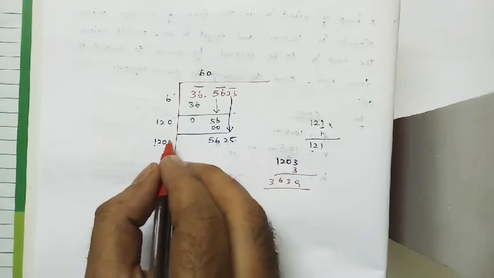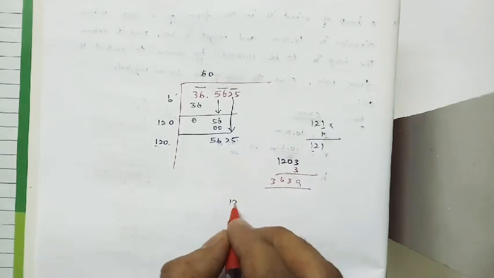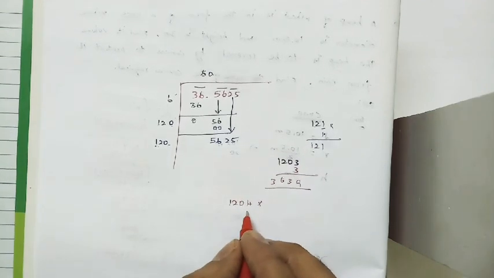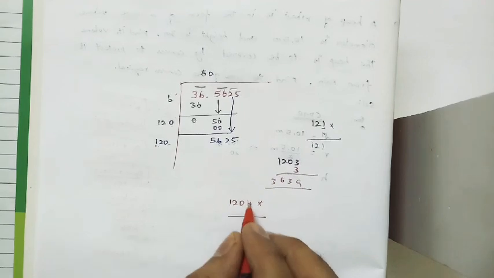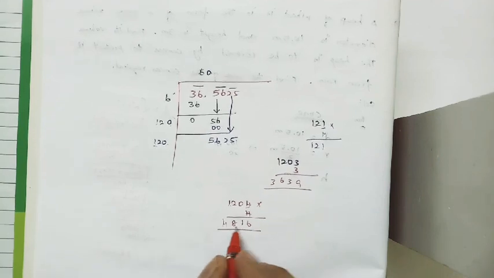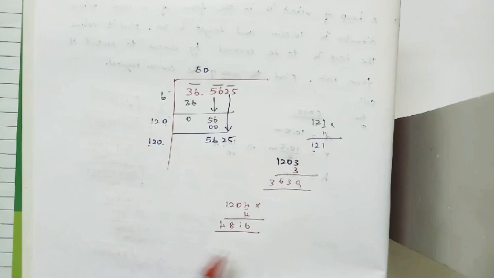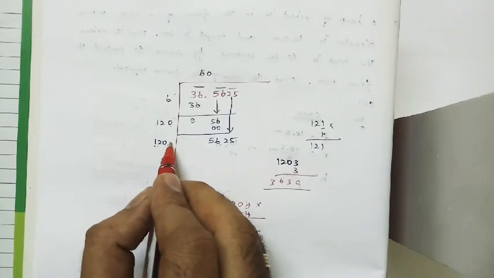I am just taking 4, so it will become 1204, and we want to multiply by the same 4 only. So 4 4s are 16, 4 2s are 8, 4 1 is 4: 4816. But what we are having is 5625. Still we can go to the next number, right? So I'm just assuming 5, so the 1205, right?